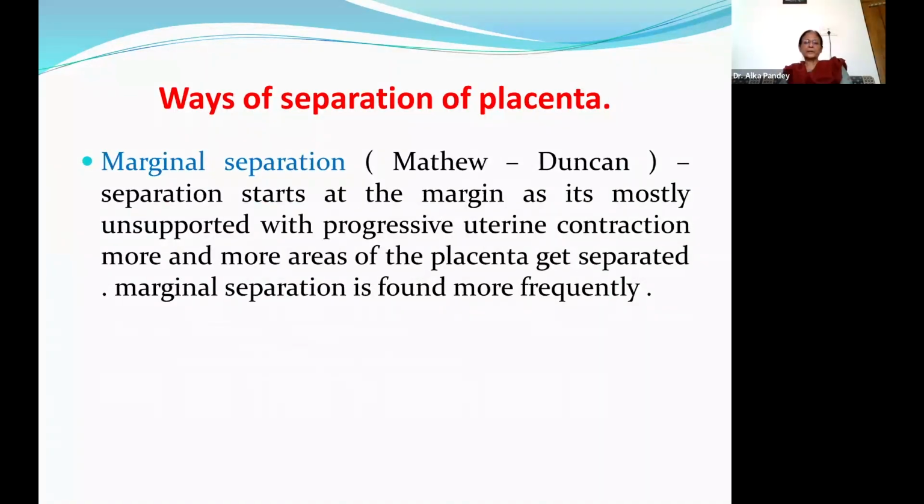Now, marginal separation. This is also known as the Matthews Duncan way of separation of the placenta. Here, the separation starts at the margin, as it is mostly unsupported. With progressive uterine contraction, more and more areas of the placenta get separated. Marginal separation is found more frequently, that is, it is more common than the Schultze method. Next.